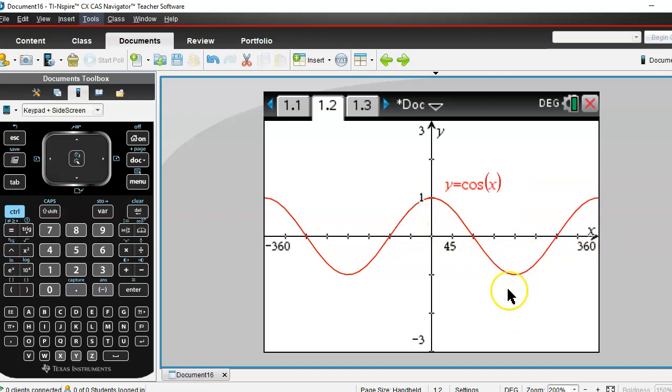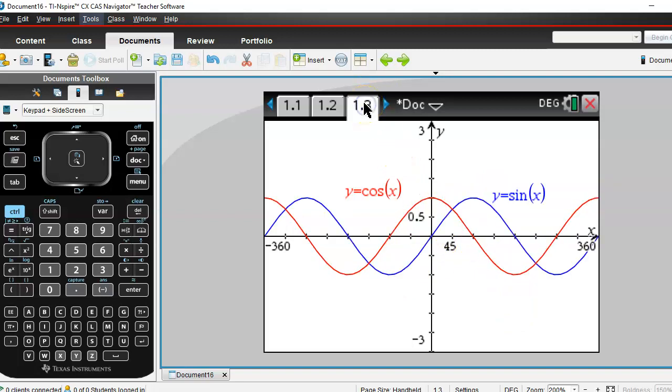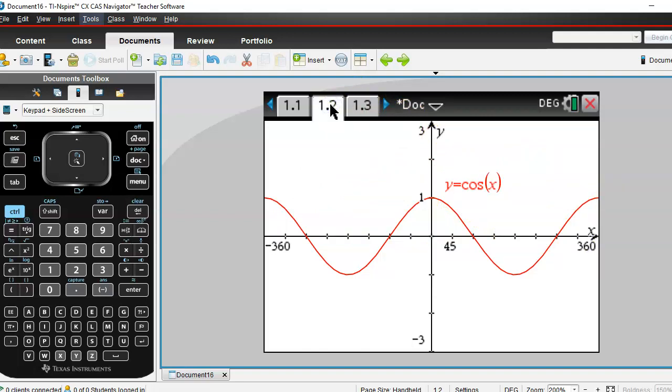Our sine and our cosine graphs are actually very closely related. The cosine is actually the complement of sine. This is one of the reasons why I'm pretty insistent that you say sine, not sin, because it is sine and this is cosine. Back to the cosine. So you can see the period is 360 degrees.